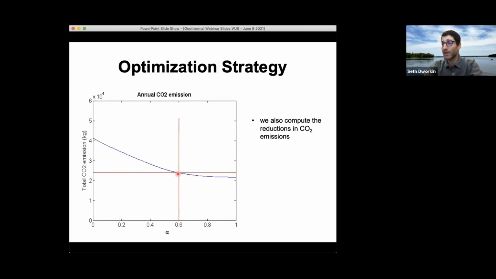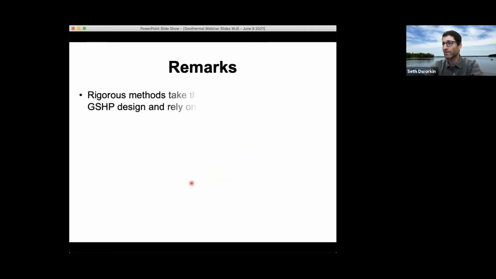But at 60%, you're pretty close to your minimum CO2 emissions because it's meeting most of your energy demand. So as this curve begins to flatten out, you don't want to push your system to the right. You want to cap the size of your geothermal system, generally speaking. So a few remarks on this.